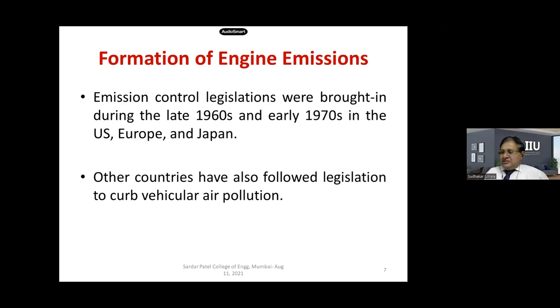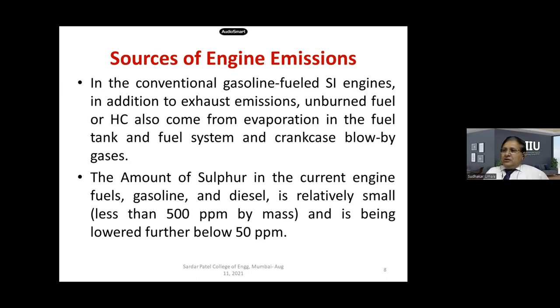Emission control legislations were brought in during the late 1960s and early 1970s in the US, Europe, and Japan. Other countries have also followed with legislations to curb vehicular air pollution. It is very important to know the sources of engine emissions. In conventional gasoline-fueled SI engines, in addition to exhaust emissions, unburned fuel or hydrocarbons also come from evaporation in the fuel tank, the fuel system, and crankcase blow-by gases.